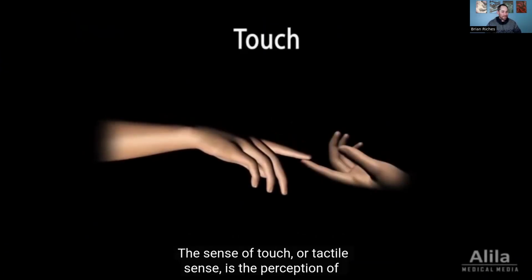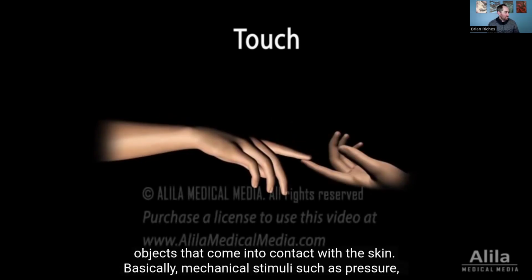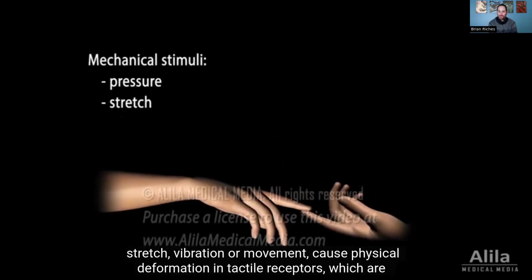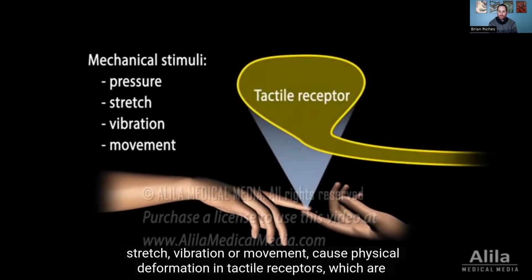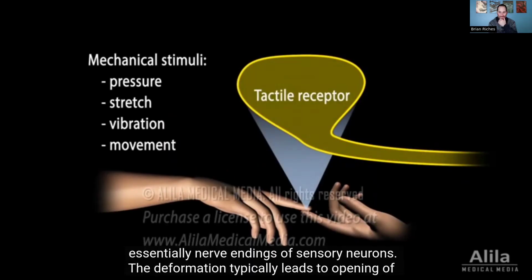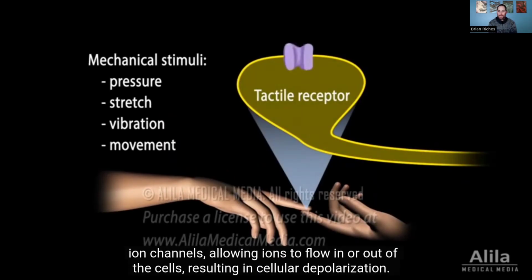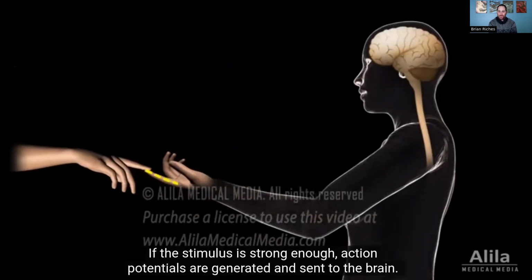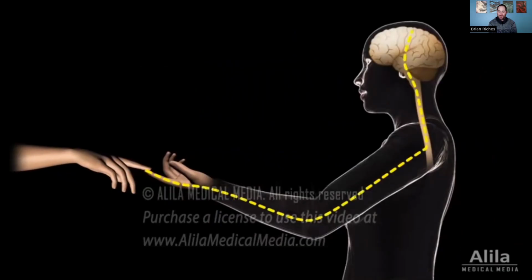The sense of touch, or tactile sense, is the perception of objects that come into contact with the skin. Basically, mechanical stimuli such as pressure, stretch, vibration, or movement cause physical deformation in tactile receptors, which are essentially nerve endings of sensory neurons. The deformation typically leads to opening of ion channels, allowing ions to flow in or out of the cells, resulting in cellular depolarization. If the stimulus is strong enough, action potentials are generated and sent to the brain.